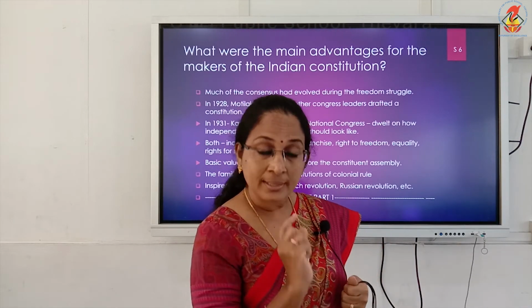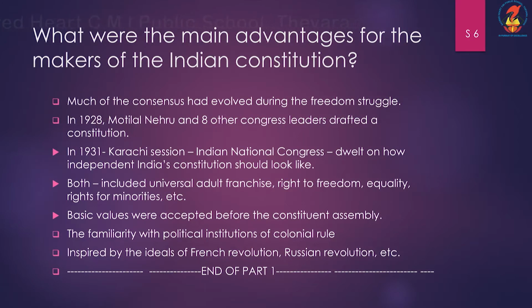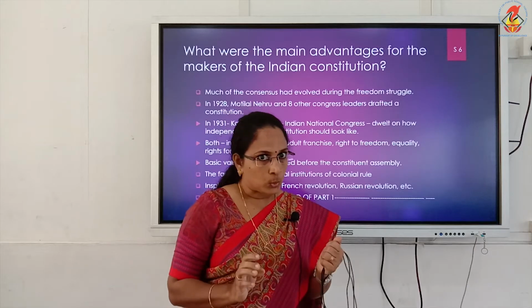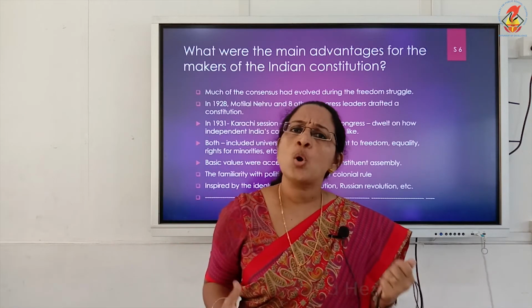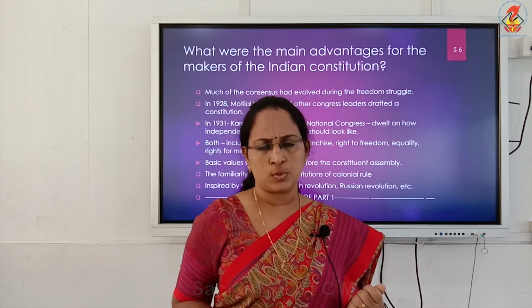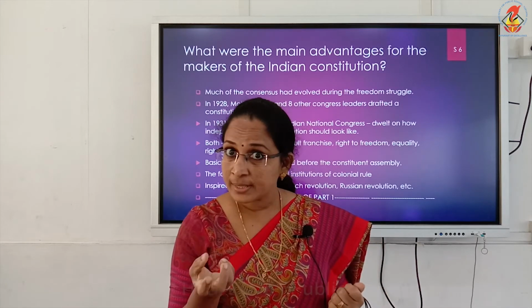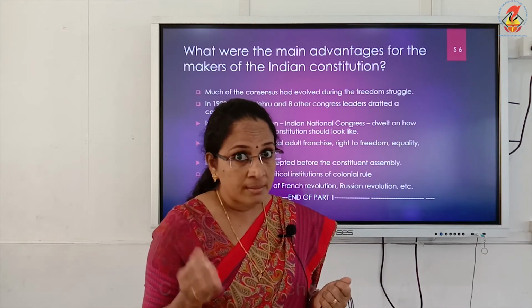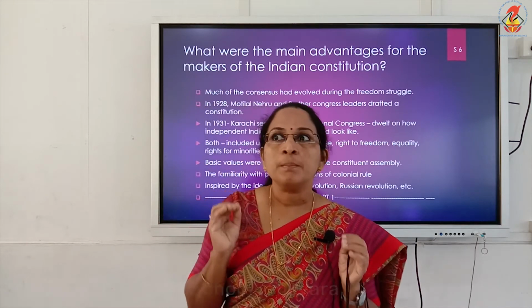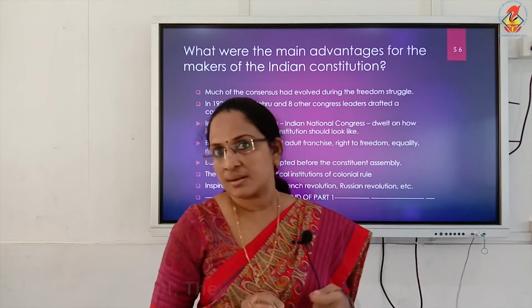And the second is in 1931, the Karachi session. Karachi session means the meeting of the Indian National Congress was held in Karachi, children. It dwelt on how independent India's constitution should look. I told you that both these documents included the values. One was framed in 1928 and the second in the Karachi session of the Indian National Congress.